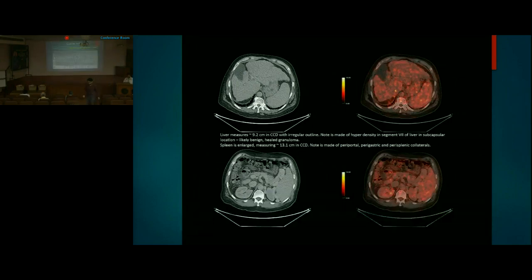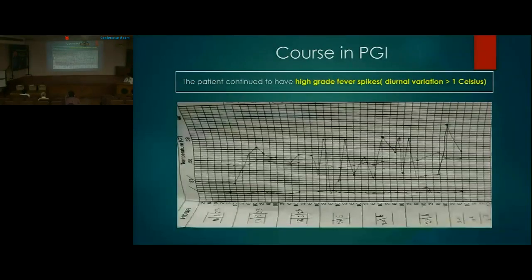Patient continued to have high-grade fever with a variation of more than 1 degree Celsius. The temperature rose up to a maximum of 39.5 degrees Celsius, and on only one occasion it had touched the baseline.